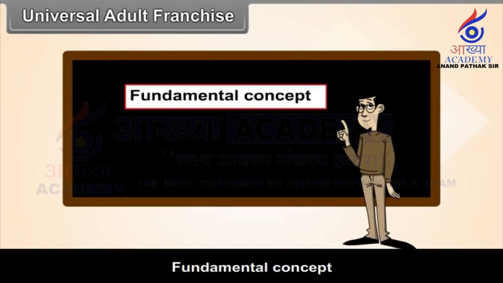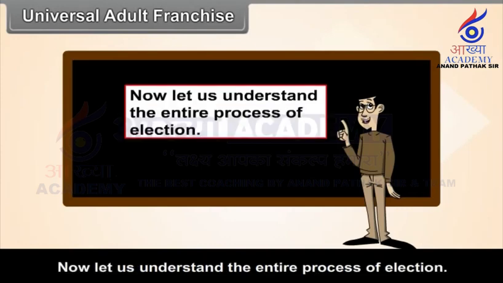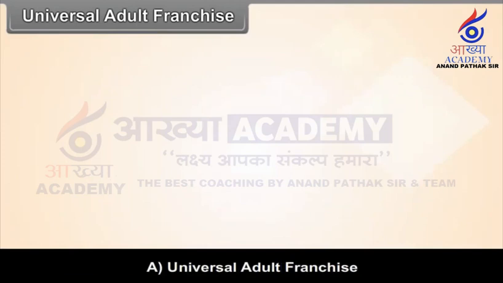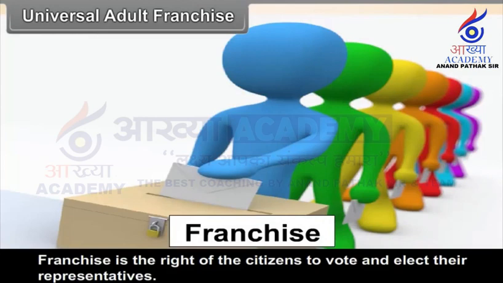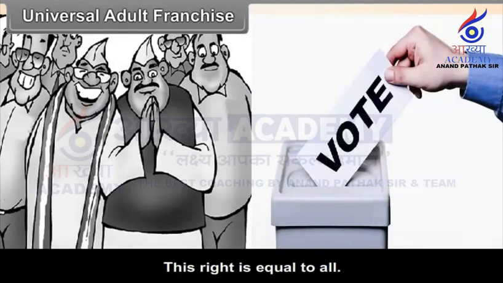Fundamental concept. Now, let us understand the entire process of election. A. Universal adult franchise. Franchise is the right of the citizens to vote and elect their representatives. This right is equal to all.